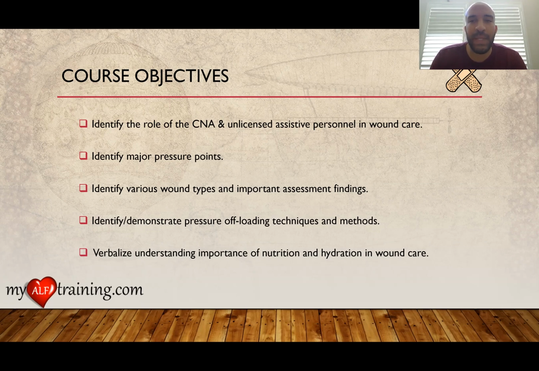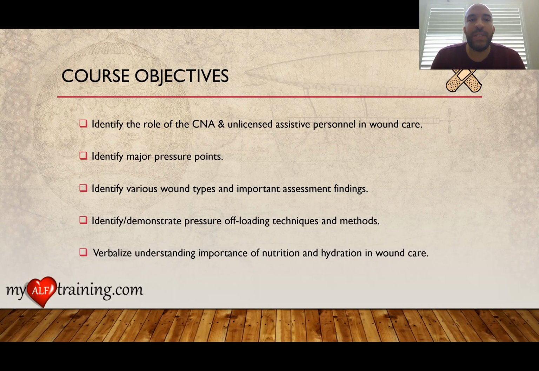Next, we need to be able to identify the major pressure points, or the areas of the body which are most likely susceptible to pressure sores or pressure ulcers. We need to know where to look. We need to know where to direct our attention to help fulfill our role in reducing wounds in our patients and also taking care of and healing those patients who already, unfortunately, have wounds.